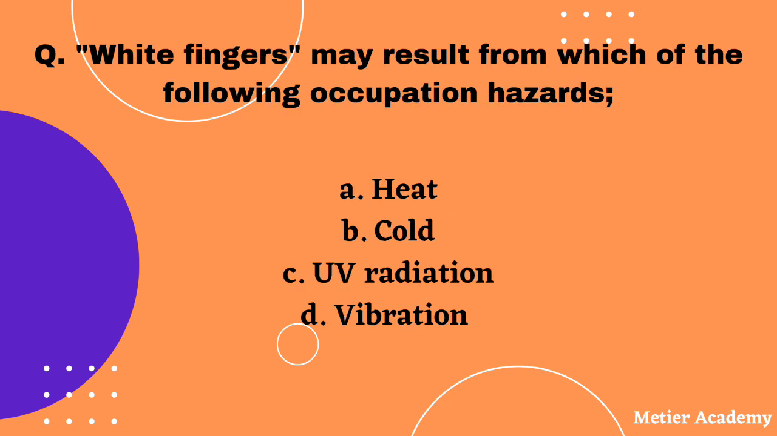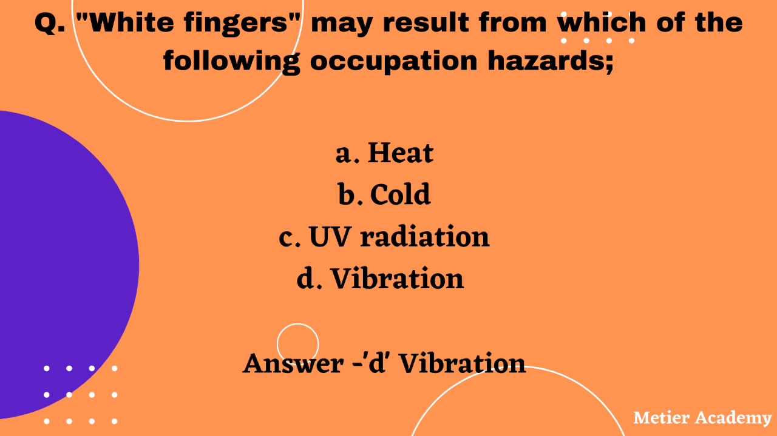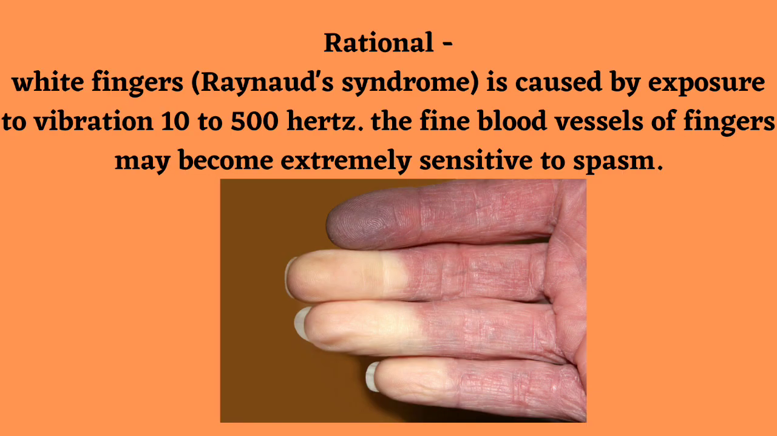The next one is, white fingers may result from which of the following occupational hazards? The given options are heat, cold, UV radiation and vibration. And here the correct answer is option D, vibration. The rationale behind this is white finger, also called as Raynaud's syndrome, is caused by exposure to vibration of 10 to 500 Hz. The fine blood vessels of the fingers may become extremely sensitive to spasm, so decreased blood flow will cause white fingers.